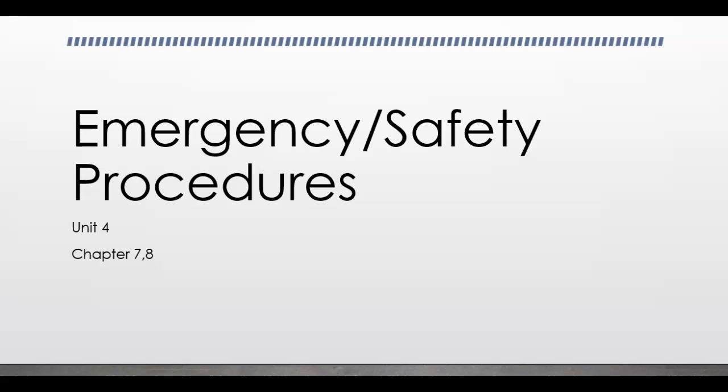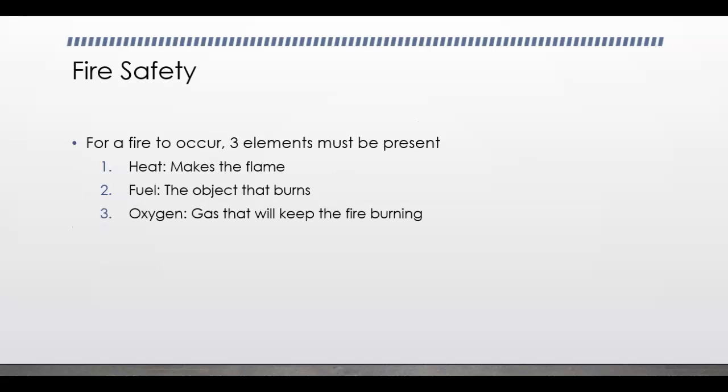Today we're talking Unit 4, Emergency and Safety Procedures. First we'll talk about fire safety. For a fire to occur, 3 elements must be present: heat, fuel, and oxygen. Heat is what makes the flame, fuel is the object that burns, and oxygen is the gas that keeps the fire burning.